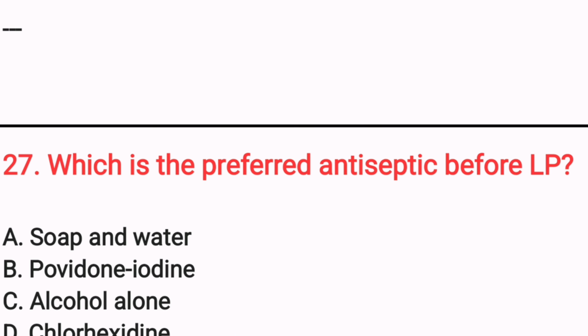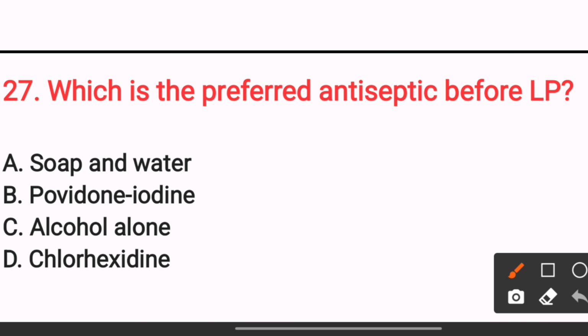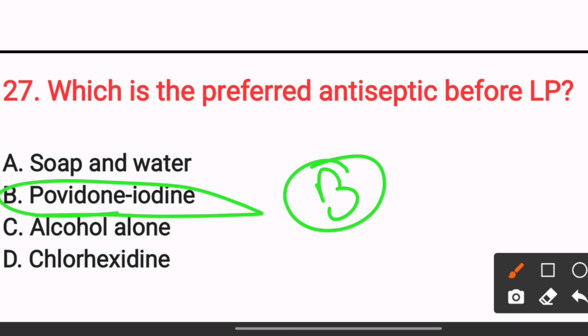Next, which is the preferred antiseptic before the LP? Option A, soap and water. Option B, povidone iodine. Option C, alcohol alone. Option D, chlorhexidine. The answer is option B, povidone iodine, because povidone iodine effectively reduces the skin flora and the infection risks.